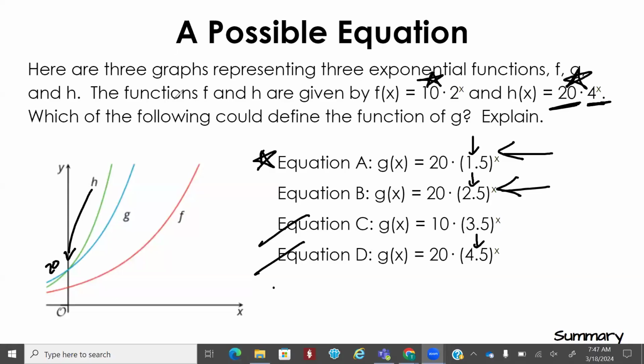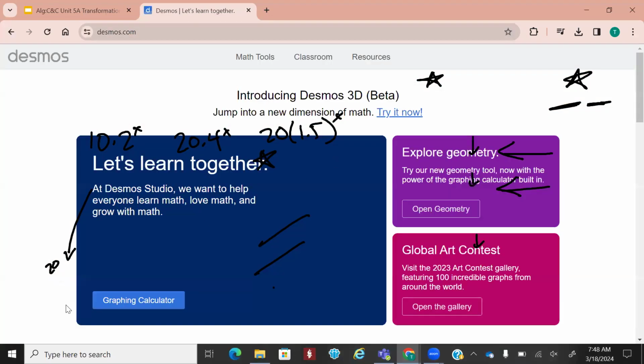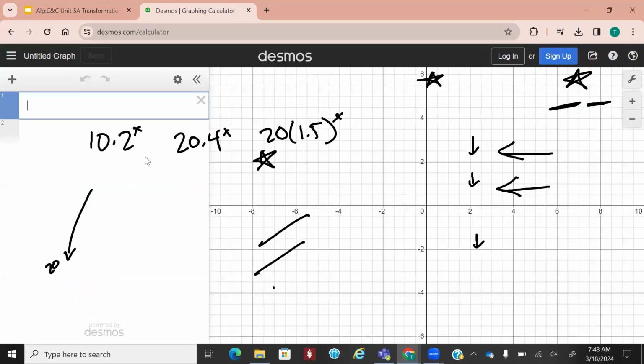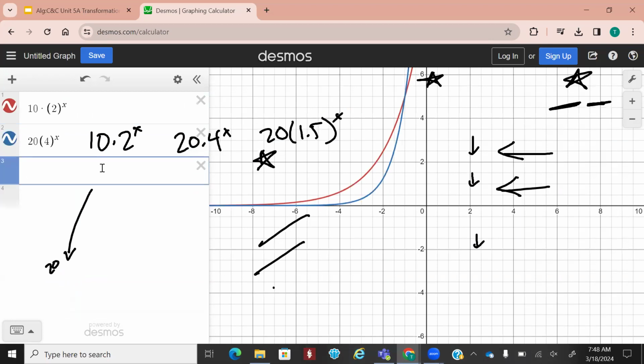All right, so taking those equations, what did you see? Okay, so again, I would plug these into Desmos. And that's going to give me 10 times 2 raised to the x. It's going to give me 20 times 4 raised to the x. And 20 times 1.5 raised to the x. And some of these you have to actually zoom out.